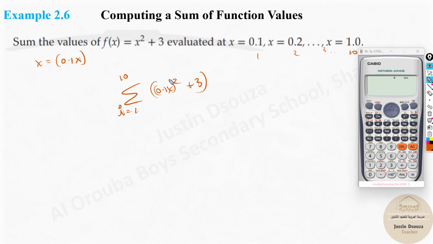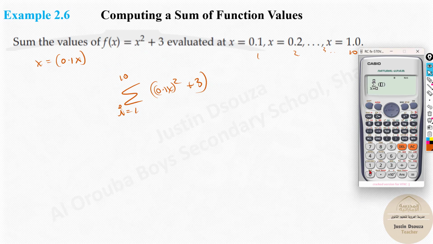Now it's simple. You can use the same rules over here. You can split this out. This is constant, this is square. You can square it out, take it out. We have done the similar type, right? The same thing. I'll do it directly in the calculator now. But this is the concept here. Instead of x, I need to make it 0.1x.